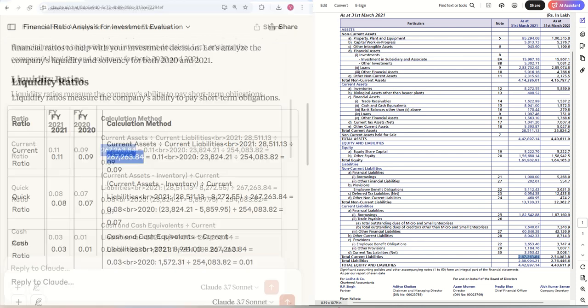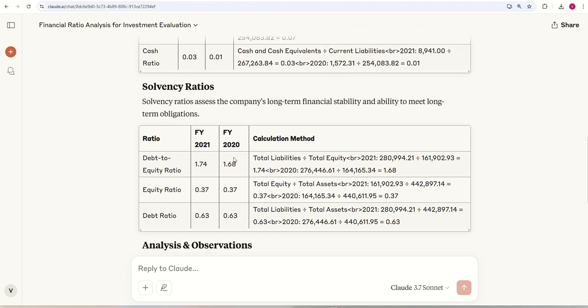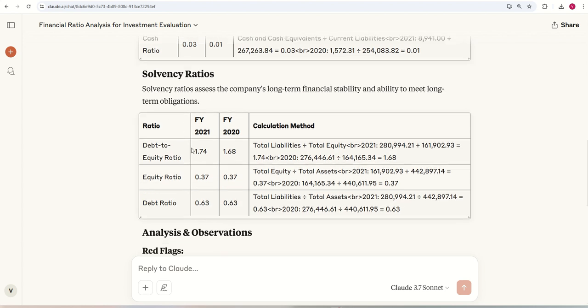Sometimes it could be wrong, so it's always better to validate before you settle with the prompt for future analysis. I'm not going to show you every number by number, but I leave that to you. See, in this case, I think it has reduced the inventory, yeah, minus the inventory for quick ratio. Like that, it has calculated even the solvency ratios.